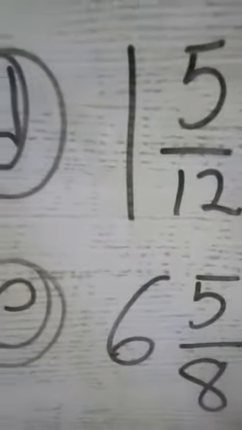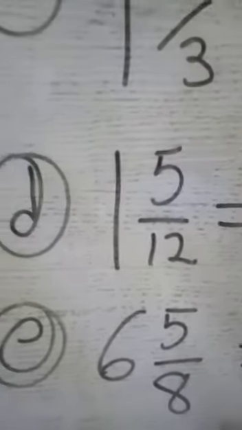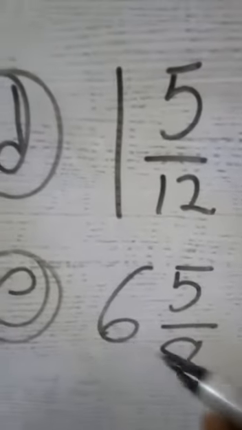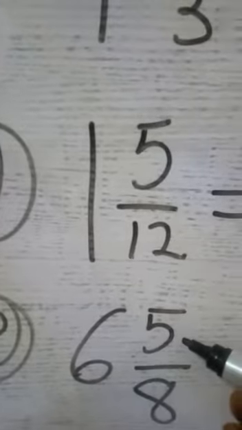Let's say you have a 6 whole number 5 over 8. How do I change that to improper fraction? Because this is a mixed number. 5 over 8 is proper on itself, but this is a mixed number. So 8 times 6, that is 48, plus 5. 48 plus 5 is what? That is 53. So I have 53 all over 8.